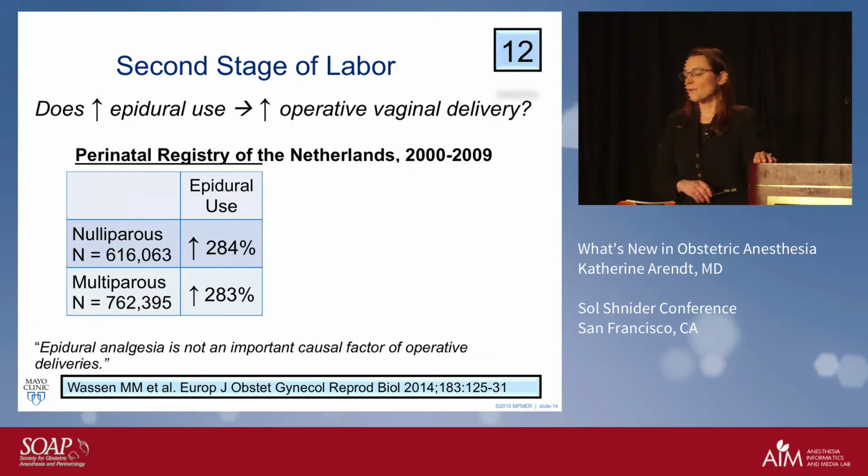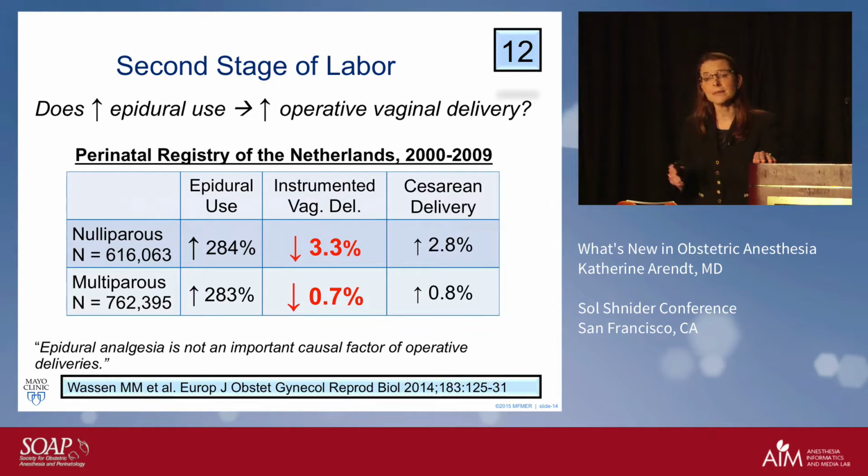Let's move on and talk about whether increasing epidural use increases operative vaginal delivery, so increases forceps and vacuums. This perinatal registry of the Netherlands collected data between 2000 and 2009, and amongst nulliparous women during that time period, epidural use increased by 284%. And amongst multiparous women, it increased by 283%.